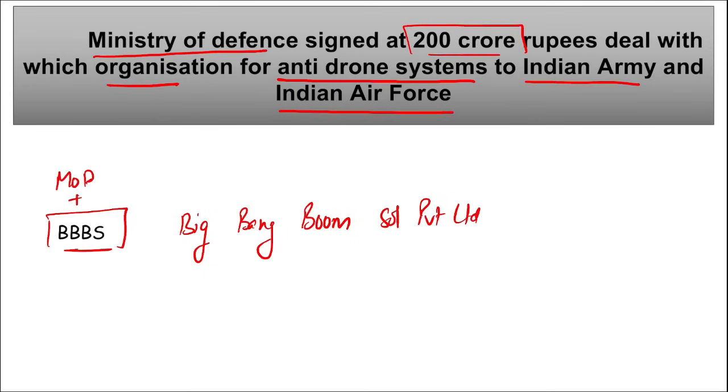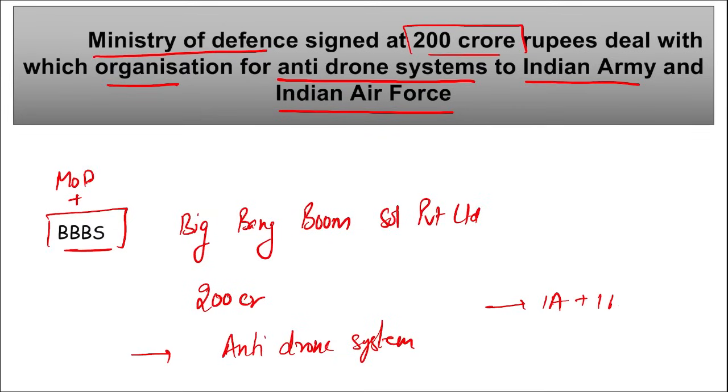So it is Ministry of Defense. They have partnered with Big Bang Boom Solutions Private Limited, that is India's fastest growing defense sector startup, and this contract was worth 200 crore rupees. What will they be developing? They will be developing anti-drone system, so that if any hostile drone enters into the Indian territory, then that drone can be taken down. For this, anti-drone system will be developed, and it will be given to Indian Army and Indian Air Force.